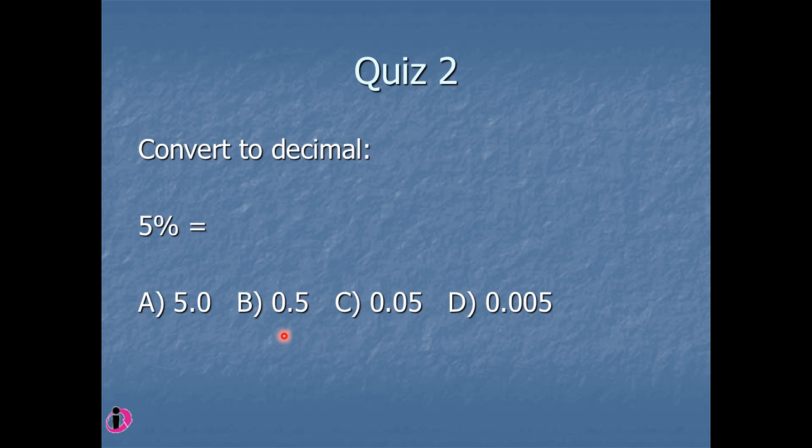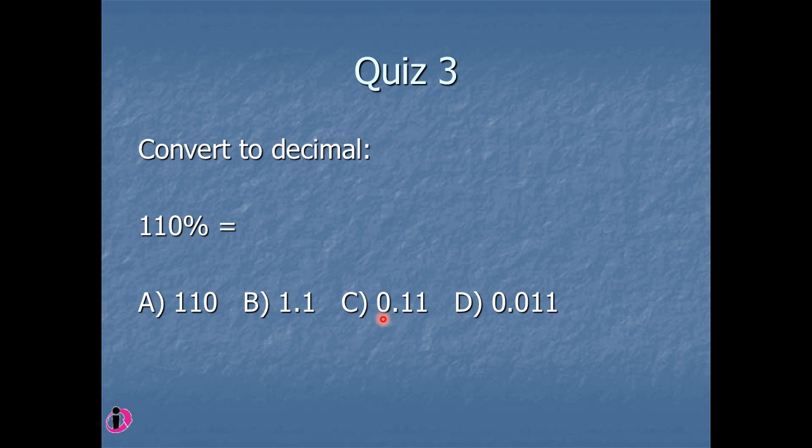Let's look at the next one. 5%. If you move the decimal point 2 positions to the left, that becomes 0.05, right? 110%. 1.1, right? Which is B.